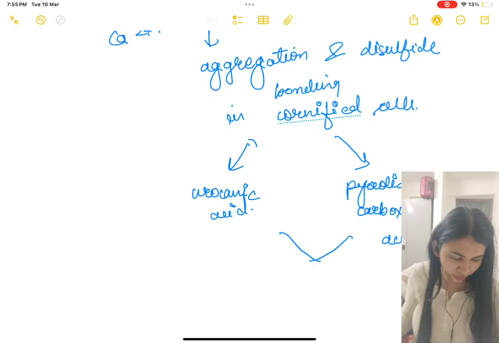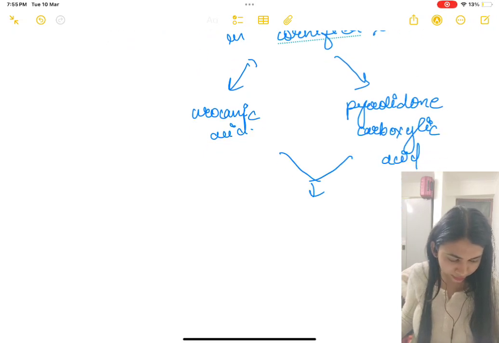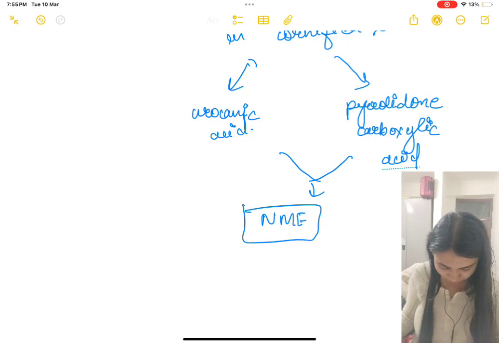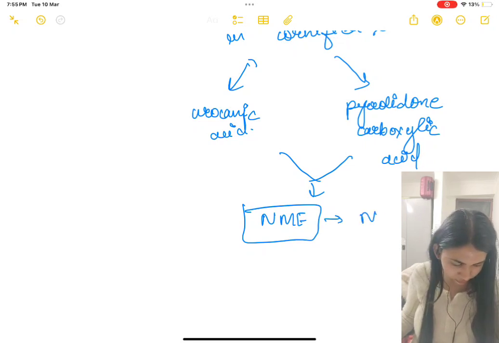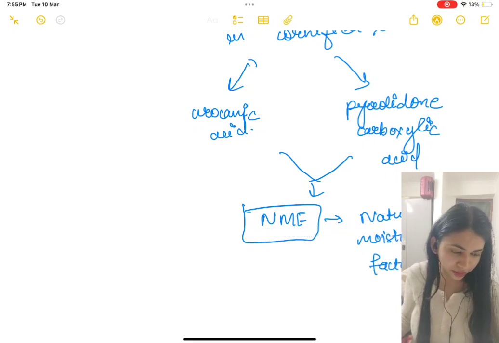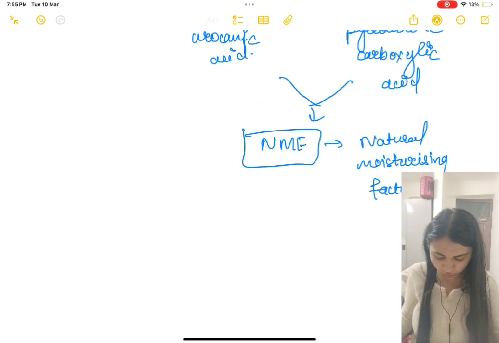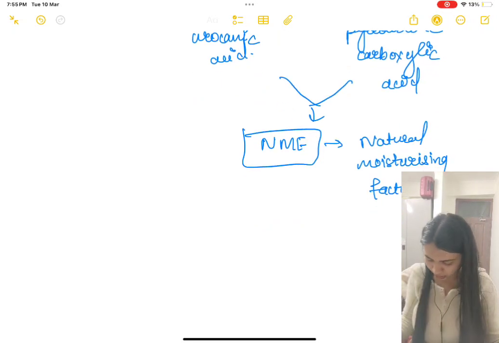Now these two, urocanic acid and pyrrolidone carboxylic acid, act as NMF, the natural moisturizing factors. So these will act as NMF, natural moisturizing factors. What will they do? They will hydrate the stratum corneum, and they will also block the UV radiation.